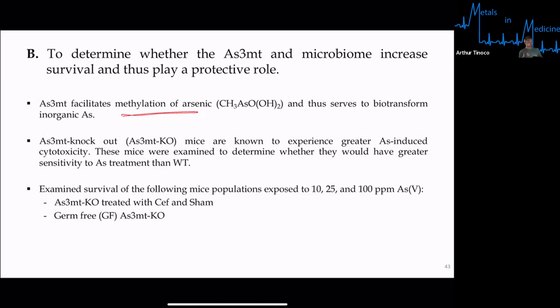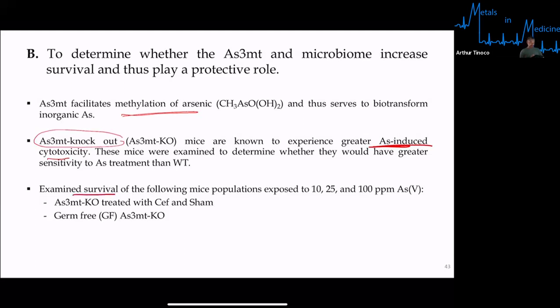So that's that element. And then they also wanted to examine a form of knockout mice. So basically knocking out the enzyme. So Brenda's not here for me to ask what does knockout mean. But anyways, knock out that enzyme and see what effect it has. So it turns out that these knockout mice are known to experience greater arsenic-induced cytotoxicity because they don't have the capacity to biotransform the arsenic itself. These mice were examined to determine whether they would have greater sensitivity to arsenic treatment compared to wild type.